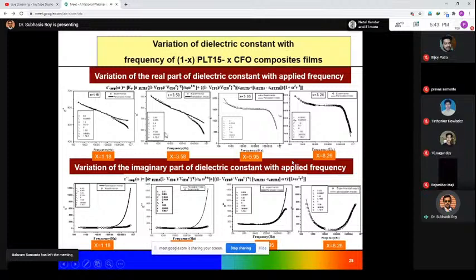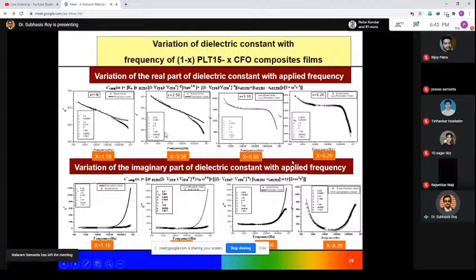And finally, another is the butterfly loop, which indirectly shows how much capacitance it has. We got a very good capacitor by optimizing the CFO compositions. And here we prove one model, DC conductivity and other things. With the polarization model, we prove that our material is valid for this model.